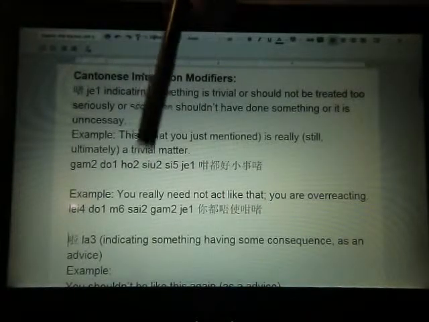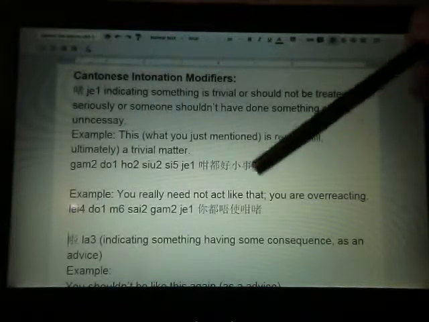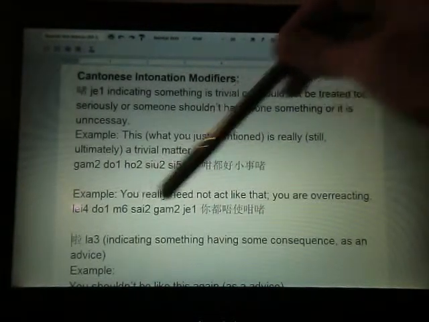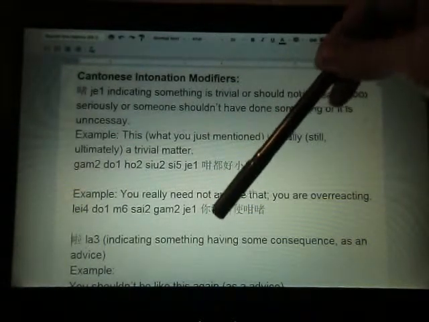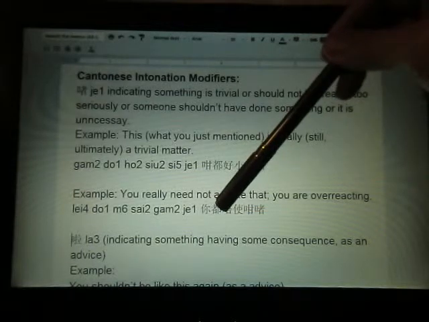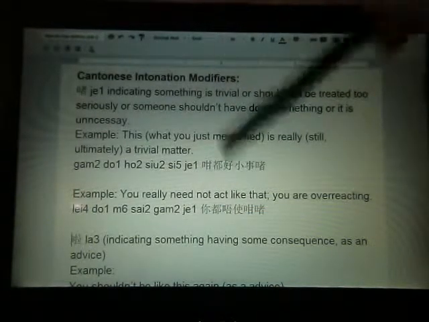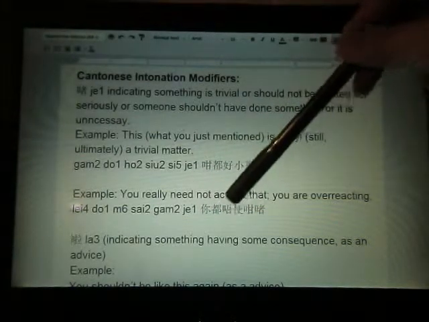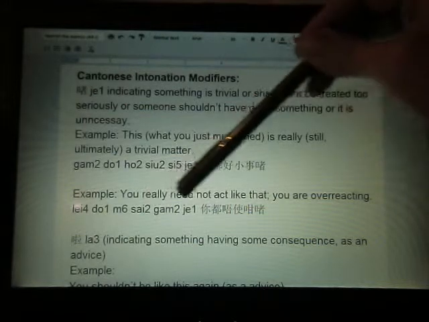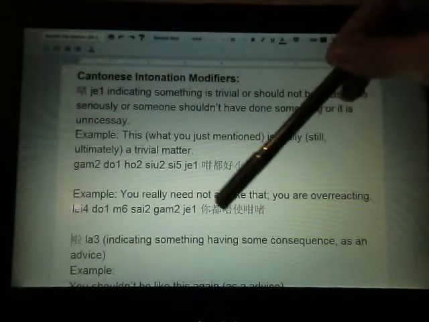Another example, you really need not act like this. Alright, so in other words, you are overreacting. So how do you say it? 你, again we use the word 都, okay. 你都, you really, or you even like this, you should not. Okay, 唔使 is need not. Okay, 你都唔使, you need not, you seriously need not. 咁, act like this.